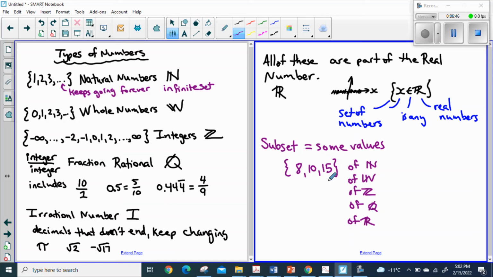Now I can have a subset of this subset. I could take out maybe 8, that would be a subset of that one. I could take out maybe 8 and 15, and I've created another subset. There is a special subset called the null set. That one's the empty one. It has nothing in it. So it's just a couple of curly brackets. And these basically are the types of numbers that we talk about.